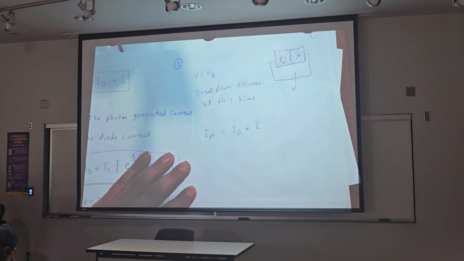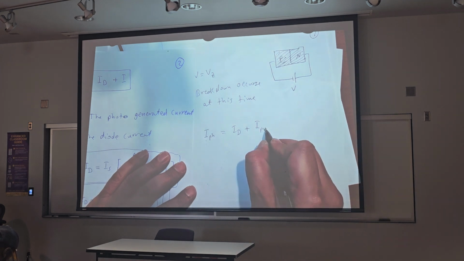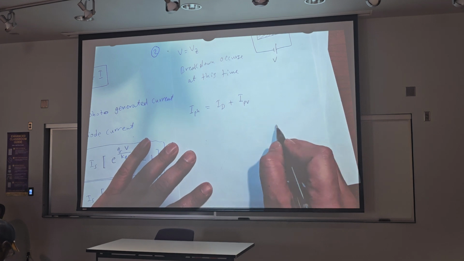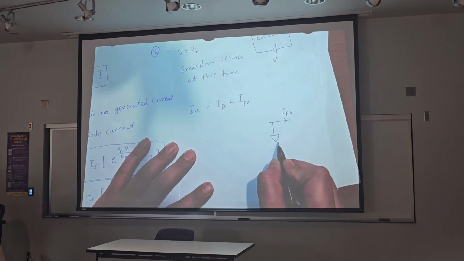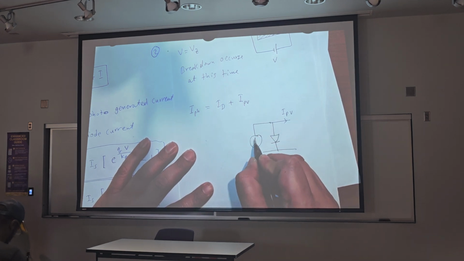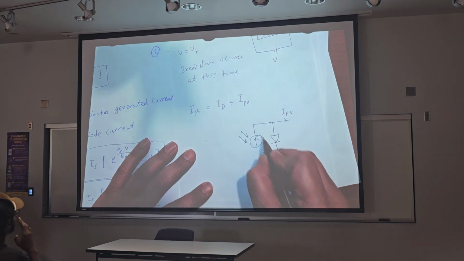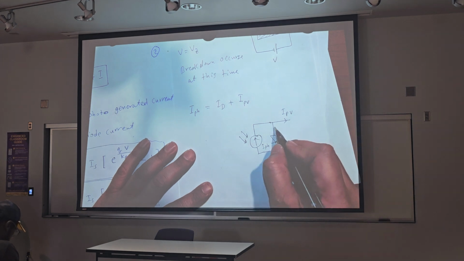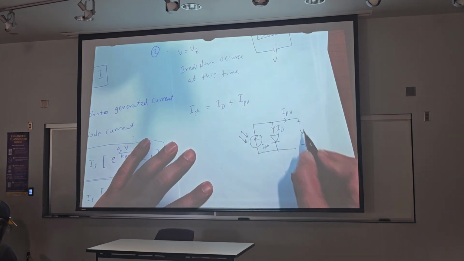This is I_PV, the output from PV, and this is the diode current I_D, and this is I_photo, I_PH, and this is the positive and negative terminal.